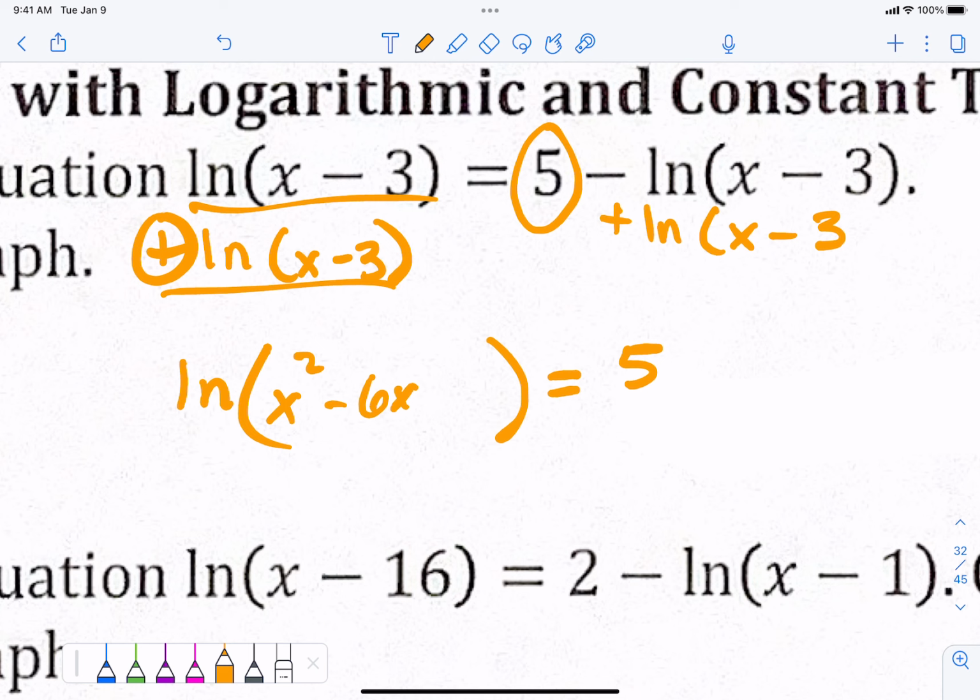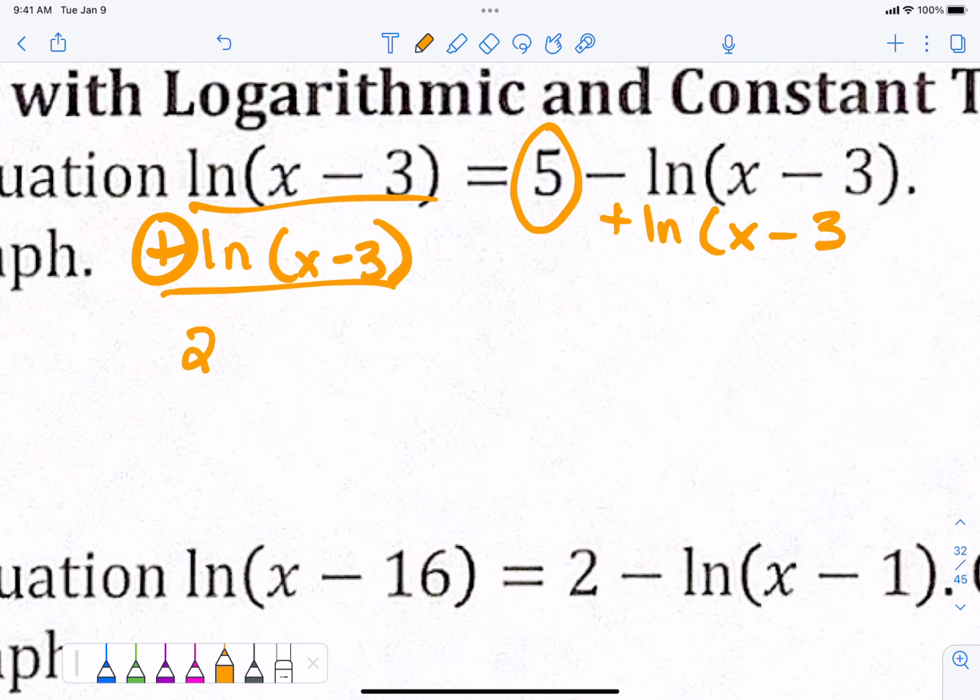Not really. I'm going to do this instead. We'll see how this works. Let's go this route instead. ln of x minus 3 plus ln of x minus 3 is 2 ln of x minus 3. Let's do this. This makes it so much nicer.